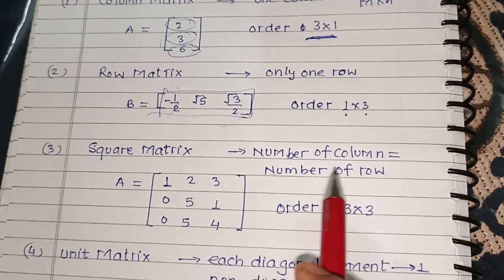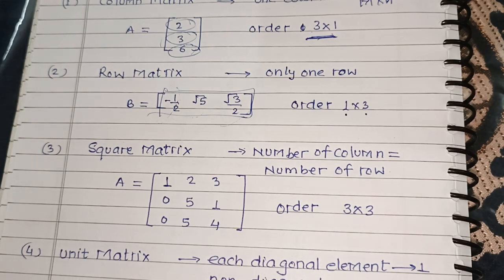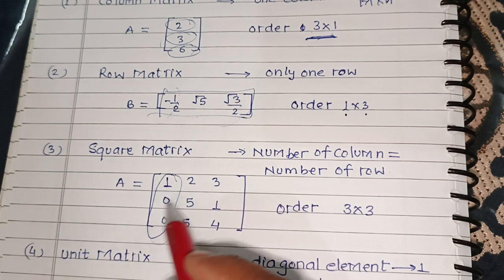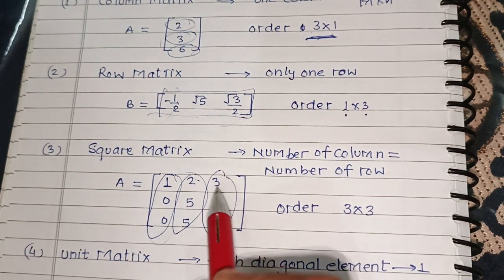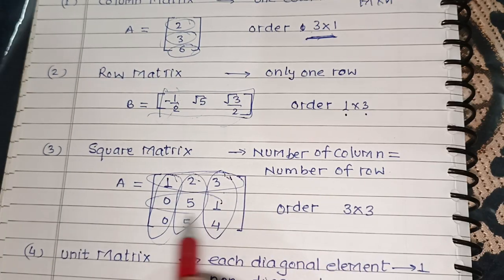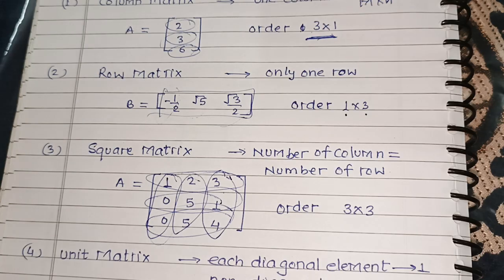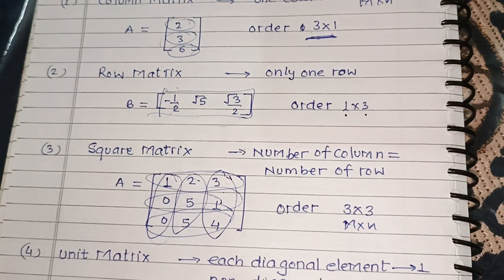Square matrix: the number of columns will be equal to the number of rows. In this matrix we can see the first, second and third column, and the first, second and third row. So the number of columns is equal to the number of rows, so we can write m into n as 3 into 3. This matrix is called square matrix.